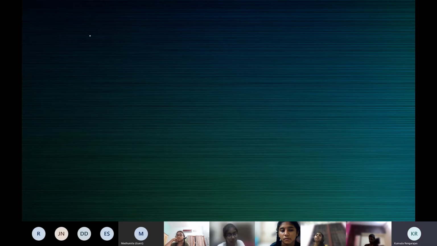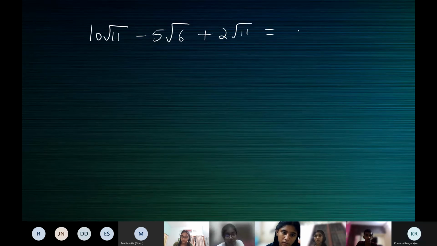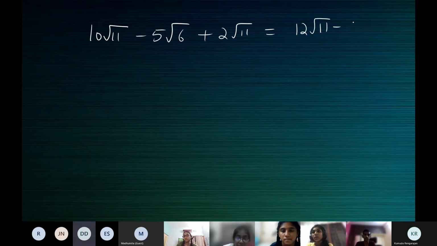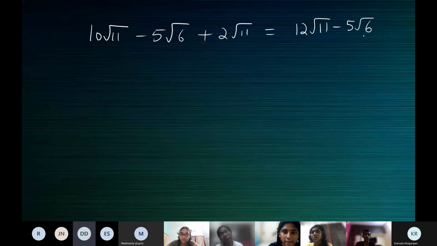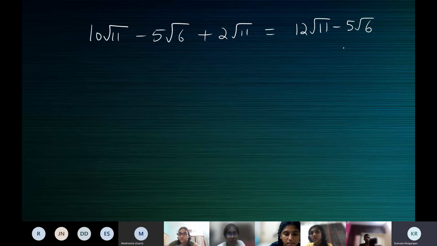So class, tell me what is 10 root 11 minus 5 root 6 plus 2 root 11. What's the answer? 12 root 11 minus 5 root 6, ma'am. Is this right? Yes, ma'am.